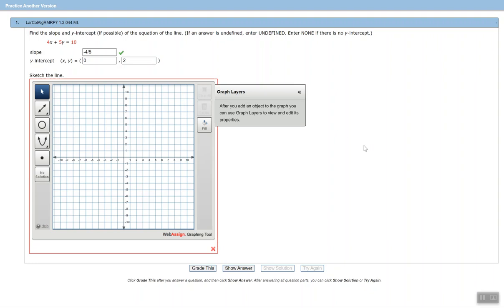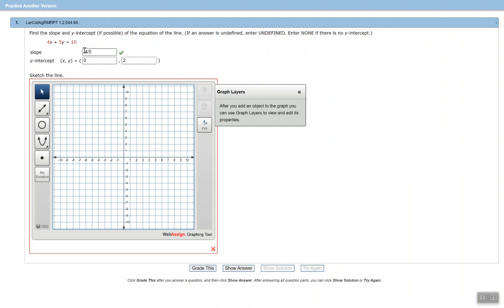There's a problem on WebAssign that students tend to struggle with, and it's not the algebra part, it's the graphing part. So for this question on my WebAssign, which may be different than yours in terms of the equation, the first thing you need to do is solve for y and put it in y equals mx plus b form. I'm not going to write that up because you can look at that back in your notes.